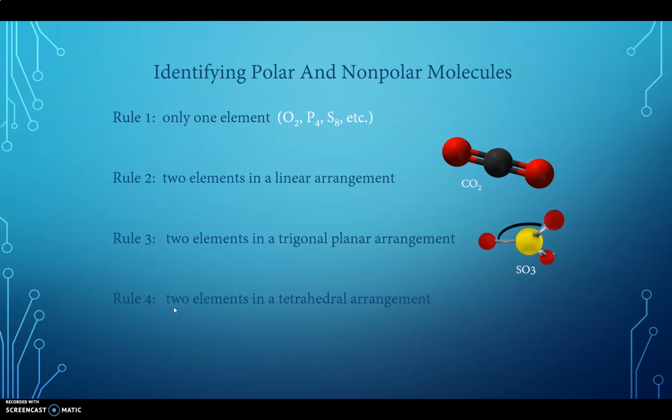Our next rule is if you have two elements in a tetrahedral arrangement. So something like carbon tetrafluoride. The four fluorines in this tetrahedron are much stronger than the carbon, but they are equally spaced around the center, which means the four fluorines are fighting against one another and they are canceling one another out. So this molecule is also nonpolar. It also happens to be a gas.